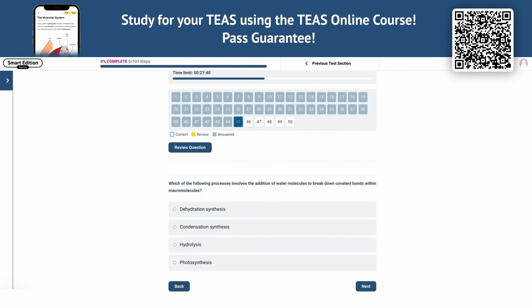So this is such a great question because I feel like it sounds like a really hard question, and I feel like it's because it overlaps a lot of different concepts. So we're talking about macromolecules, we're talking about water molecules, and then we're talking about covalent bonds. So this just feels like a question loaded with some chemistry and some biology. So the correct answer here is actually going to be hydrolysis.